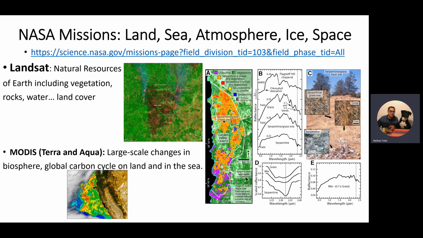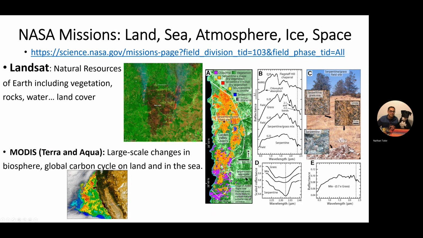So what do we do with this data? If we know kind of how different elements of the landscape emit light, we can interpret what's on the ground as some sort of spectral mixing. So here in B, we see different things. So chaparral vegetation has one kind of signal. Here we see wavelength on the bottom and reflectance here. So 0.1, 0.2, 0.3, 0.4, 0.5, 0.6, 0.7, 0.8.